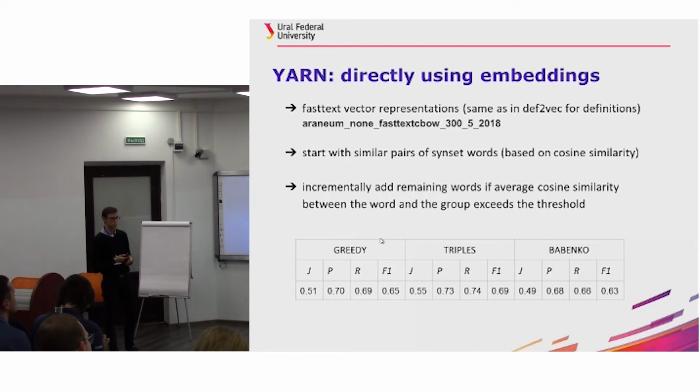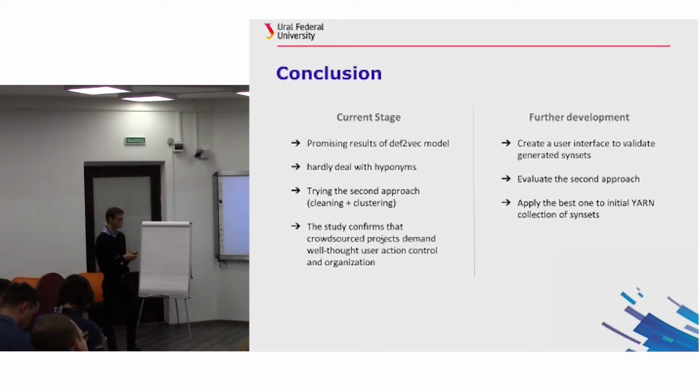We can simply calculate all pairwise similarities between the words in a cluster, and then for each pair above the threshold, run an iterative process that incrementally adds remaining words if the average cosine similarity between the word and the group exceeds the threshold. It leads to the following results, which are the most stable across different clusterings, but it also fails with Babenka. In conclusion, we have to say that the study is under development.